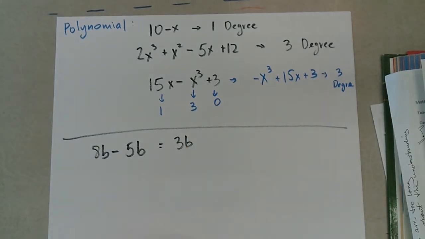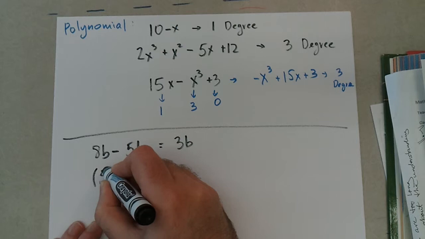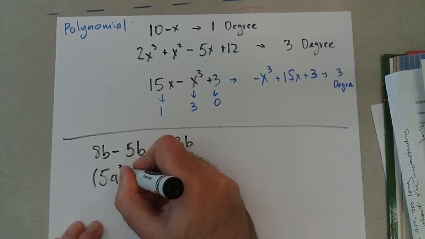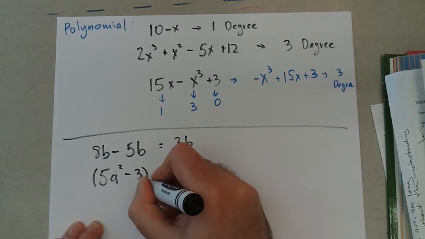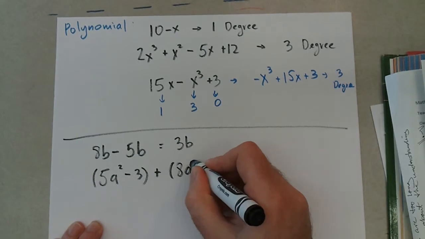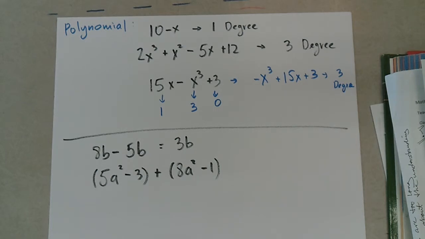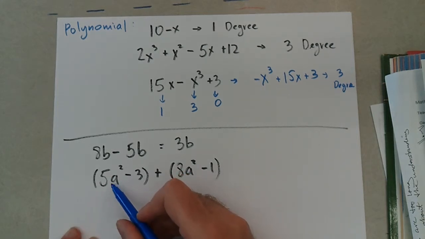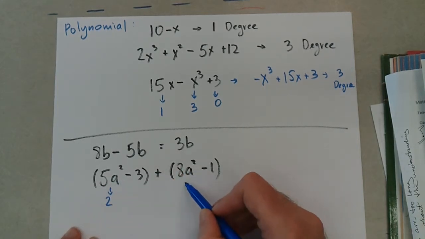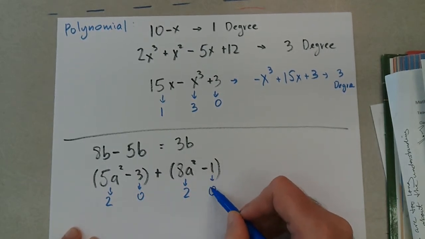But that is a simple case scenario. In this case, I can give you something like this. Let's say it's 5a squared minus 3 plus 8a squared minus 1. Again, you have to take a look at all of your monomials, see what degree they are and what variable they have. Variable a, second degree. Variable a, second degree. No variable, 0 degree. No variable, 0 degree.